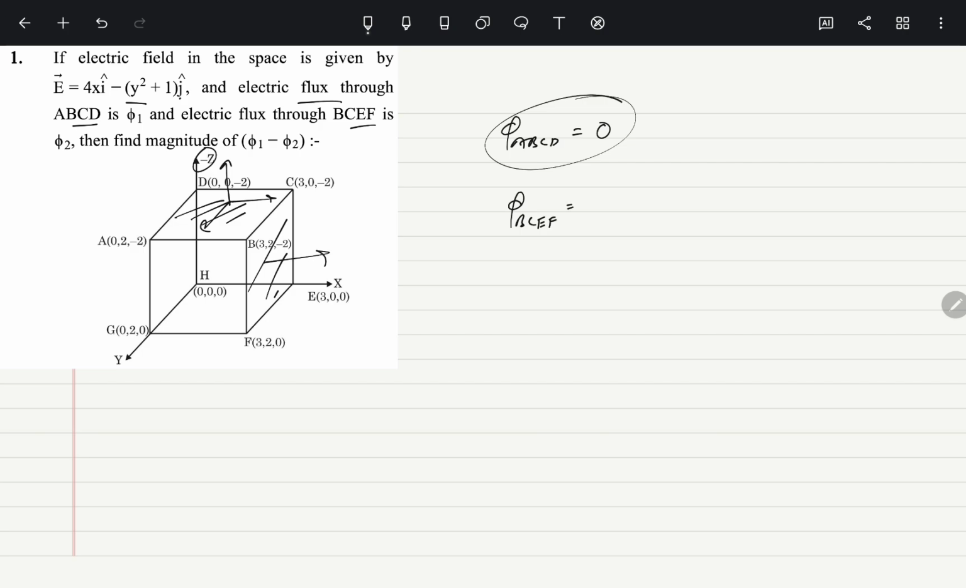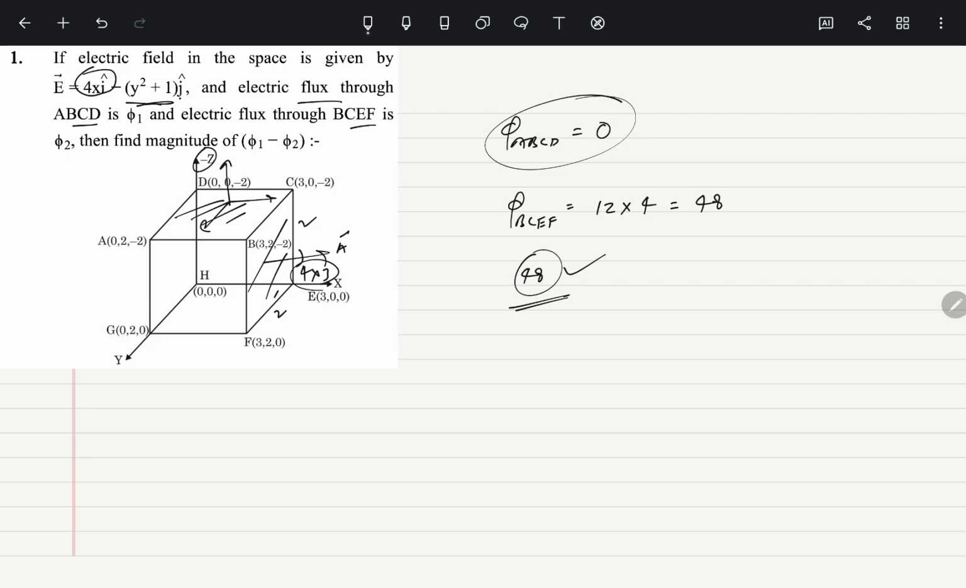Its area vector will be in I cap direction. So we'll be concerned about this I cap component only. The J cap component again will produce 0 flux. Now the electric field in I cap direction is 4x, and the x value for this one is 3, so 12. So the electric field is 12, and the area is 2 into 2, which is 4, giving 48. So now the final magnitude of 5.1 minus 5.2, which means minus 48, the magnitude is 48. So 48 is the answer.